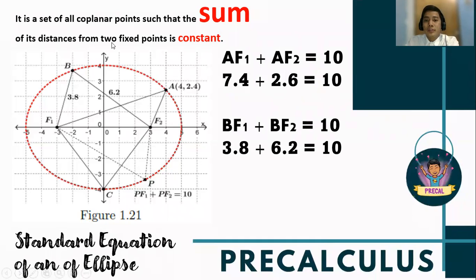Observe this one. What if we have another point B? Since in the figure the measurements are already given, from point B going to F1, the first focus, we have 3.8. And from point B going to F2, the measurement is already indicated: it is 6.2. Notice that we still get a constant sum, which is 10. Remember, it is based on the definition of an ellipse, the word sum.